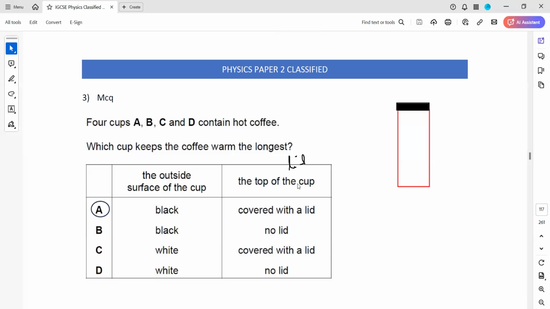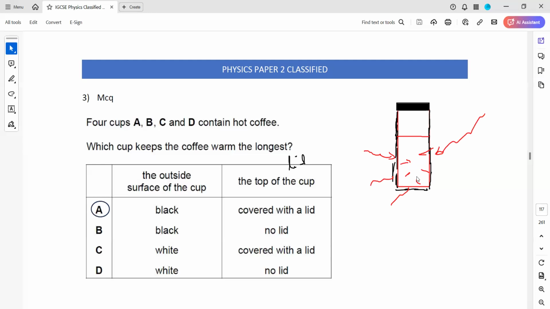Then what about the outside? It's not about the inside, it's about the outside surface of the cup. When the outside surface of the cup is dark in color, dull and dark surfaces are good absorbers. Even though the coffee is already hot, the outside is a dull and dark surface, so it will absorb a greater amount of energy and transfer that energy to the coffee. So the coffee will remain warm for a longer period of time. So the outside of the cup should be black.